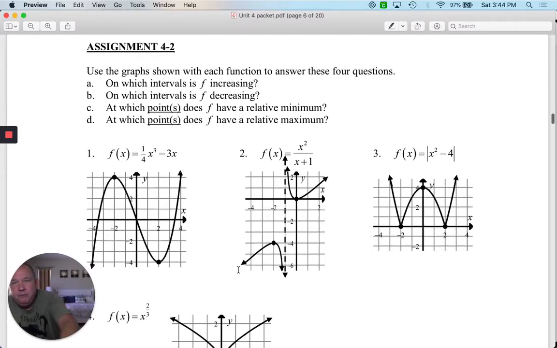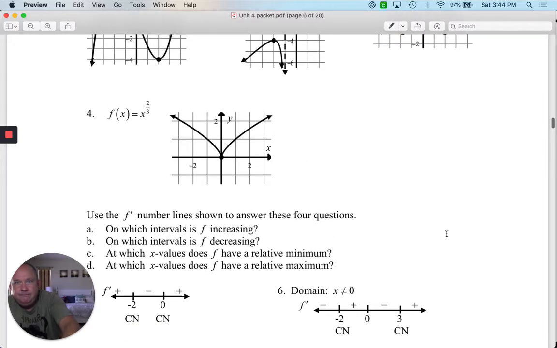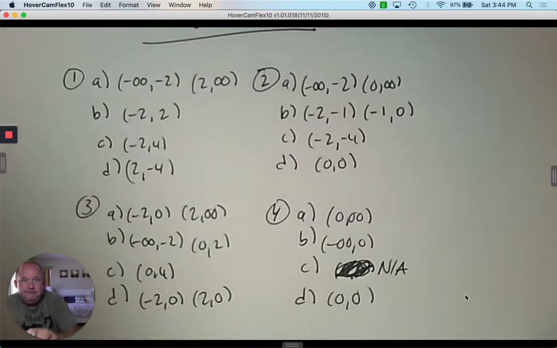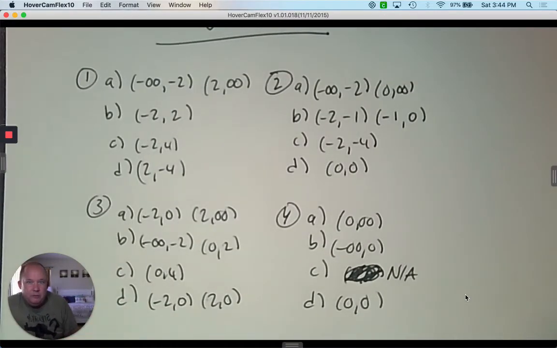Number 4, last one like this. Where is it increasing? From 0 to infinity. Where is it decreasing? From negative infinity to 0. We have a minimum at 0, 0, and we have no maximum, so I'm just going to put none. And for part D, there's a minimum, which is at 0, 0. I'll let you see my work right now. Again, let this be simple. So there's 1, 2, 3, and 4. You can press pause and check your work.